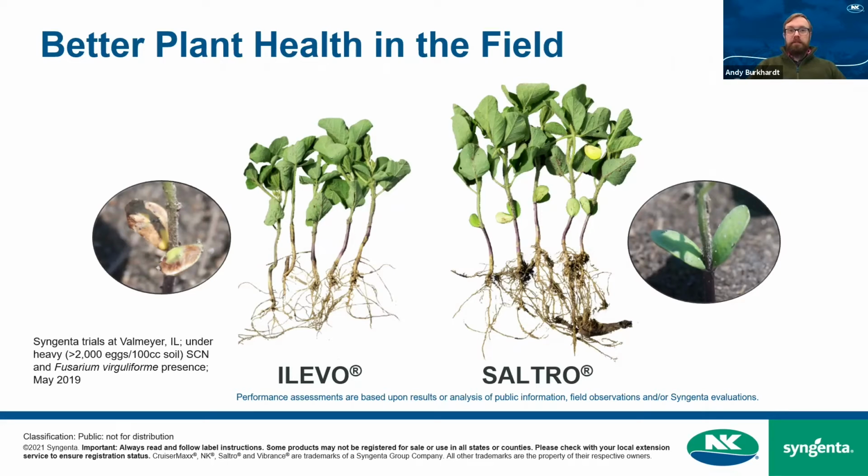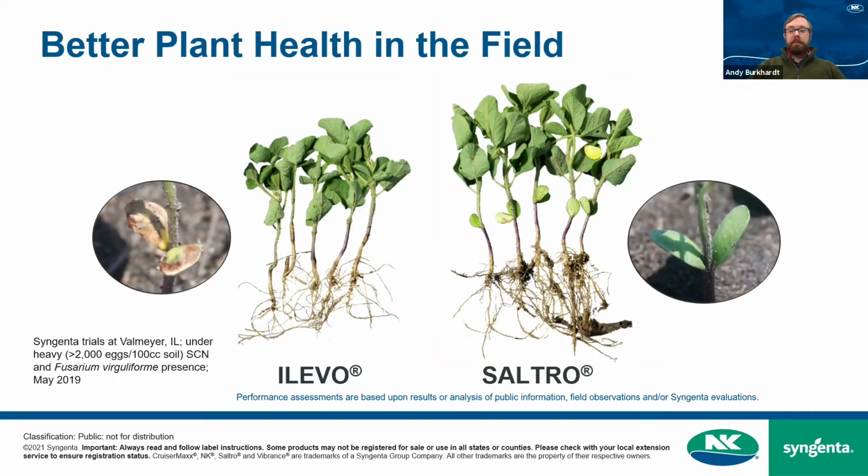What our competitors like to market to us as that halo effect is simply just phytotoxicity early in the season. And that phytotoxicity hinders critical early season root development and hampers stand establishment. Saltro doesn't have that phytotoxicity issue and is therefore better able to ward off infection without hampering root development. So you can see in this image the difference between plants.